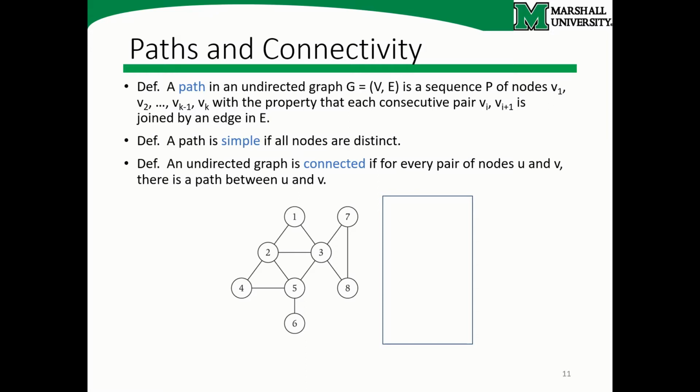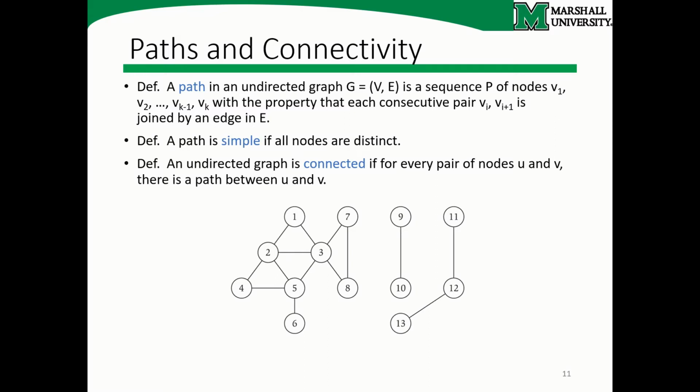An undirected graph is connected if for each pair of nodes u and v there exists a path between u and v. You don't have to have an edge between them, but you have to have a path between them. For example, for this graph, we can say the graph is connected as every pair of vertices in this graph has a path between them.